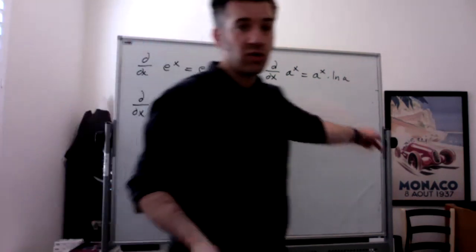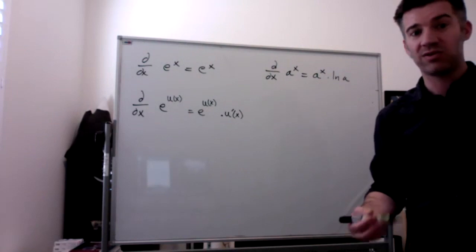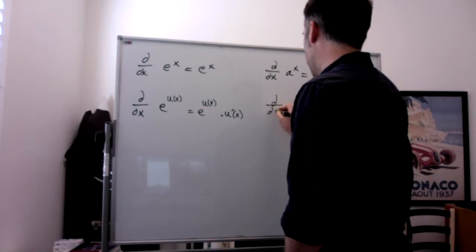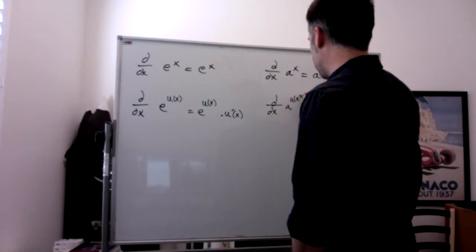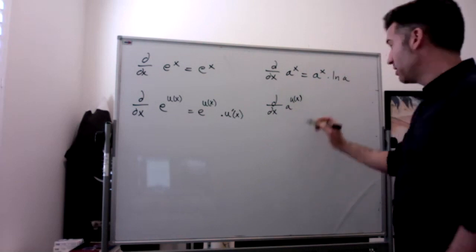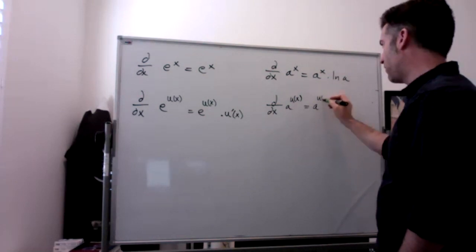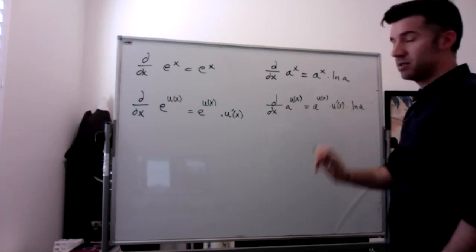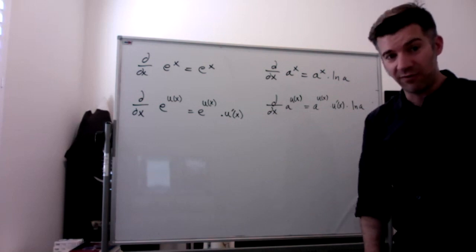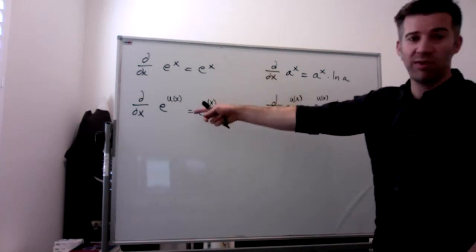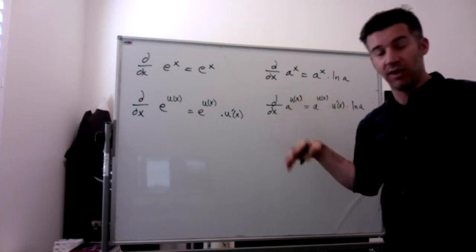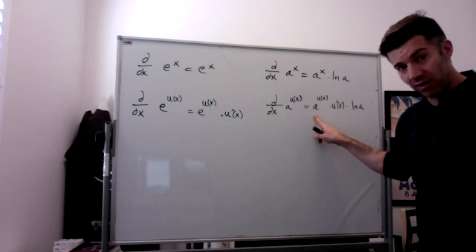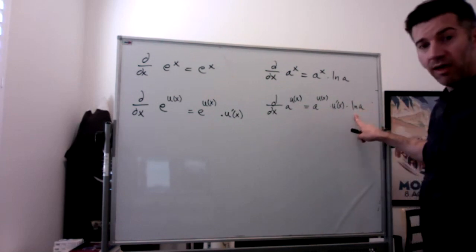Well, the same thing is true for a different base, just that you have to also account for the natural log of that base. So the derivative of a to some function of x, or a to the u of x, is a to the stuff times the derivative of the stuff times the natural log of the base. So the only difference in differentiating e to a thing versus 2 to a thing, or 5 to a thing, or some other base is that, first of all, you do have that base. And second of all, we have to multiply by the natural log of that base.